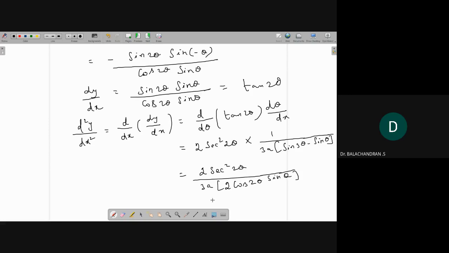Okay, now you can cancel sine. You can write 1 by cos 2 theta as secant 2 theta. So 2 gets cancelled. Secant cube 2 theta divided by 3a into sin theta. Otherwise, if you want to write it in terms of cos, you can. That is up to you. This is the second derivative.